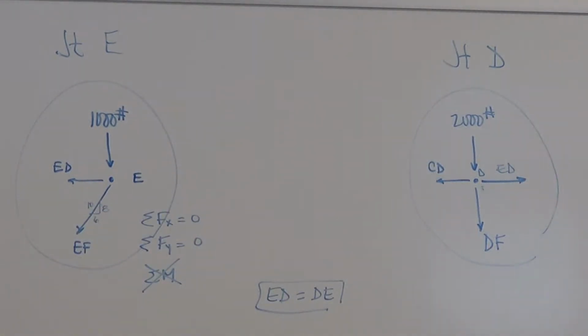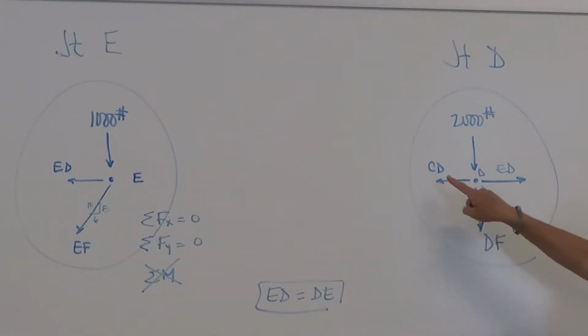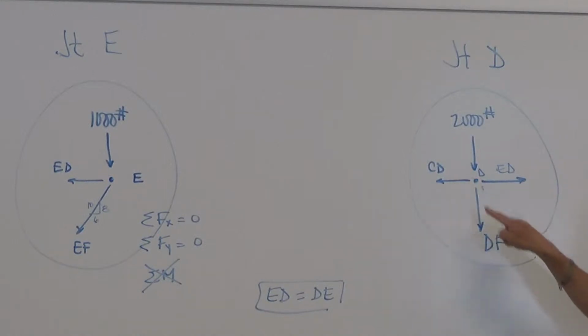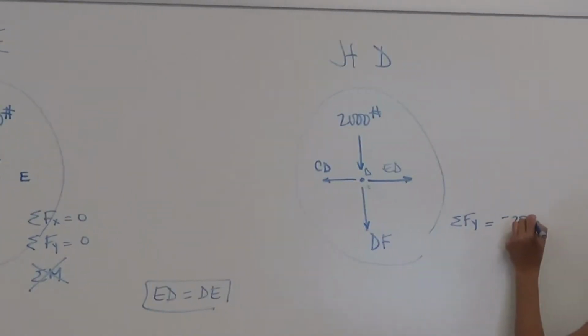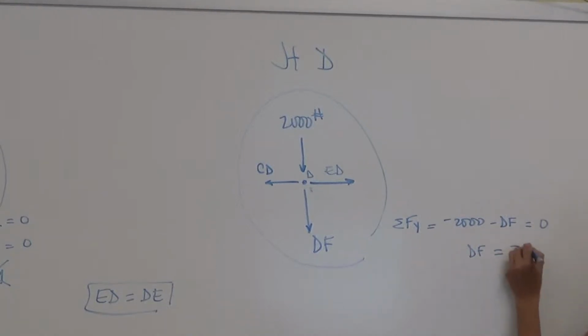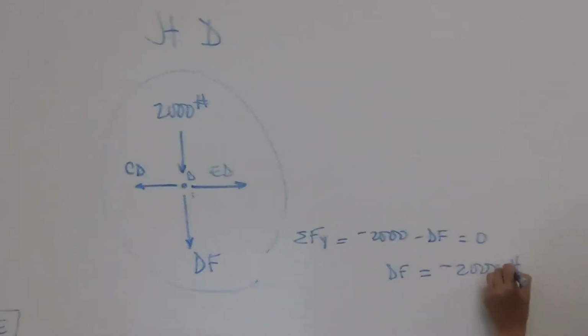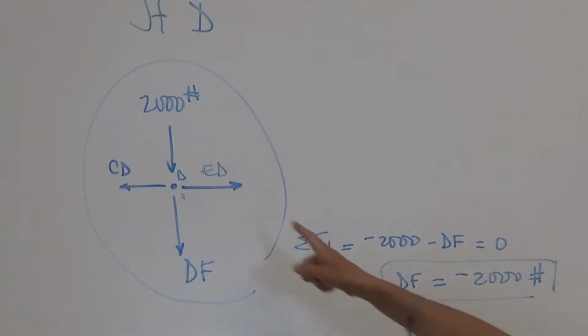Let's look at D. How many unknowns do I have here? I have 3 unknowns. Can I solve these 3 in this free body diagram? Can I solve any of them? Which one? I do sum of the forces in y equals minus 2,000 minus DF equals 0. DF is equal to minus 2,000 pounds. And that means DF is in compression or tension? Compression.